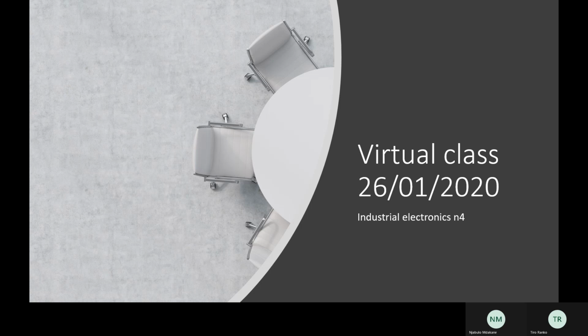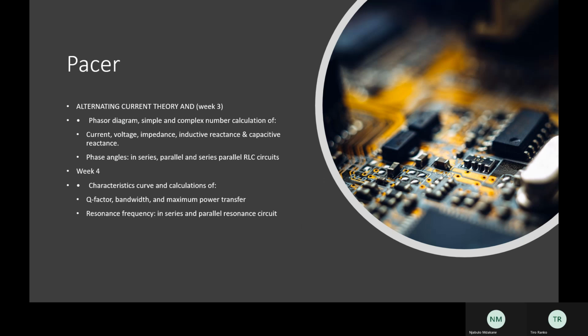In alternating current theory, you will find phase diagrams and simple complex calculations. You need to know how to do the complex calculations with circuits and the phase angles, as I've repeated here. Then week 4 is the week before the last. It's the same as alternating current. You just have to find out how to do a characteristic curve of the Q factor, the bandwidth, the maximum power transfer, and you also need to know about the resonance frequency in series and in parallel.